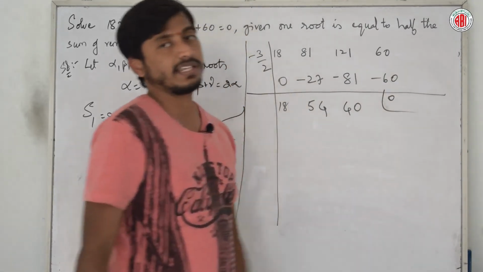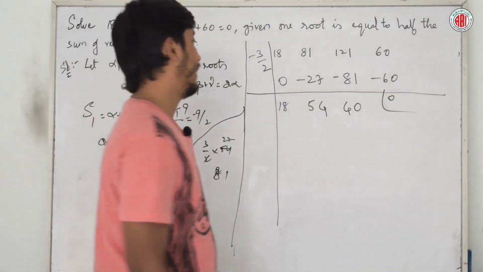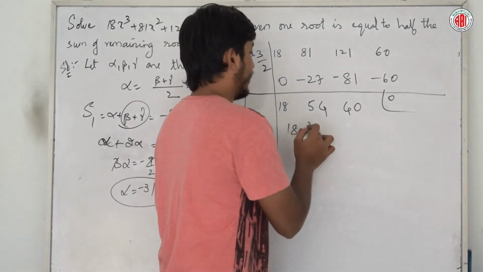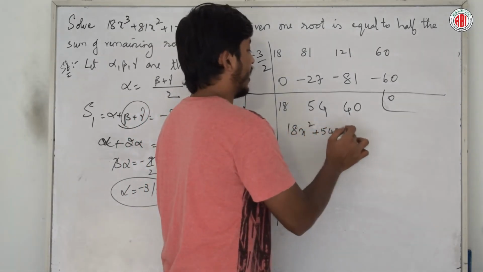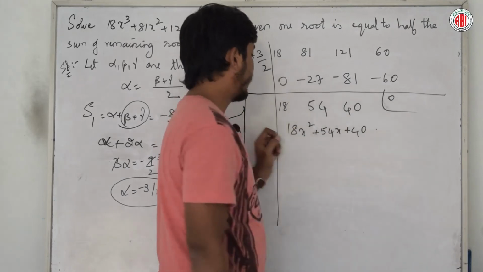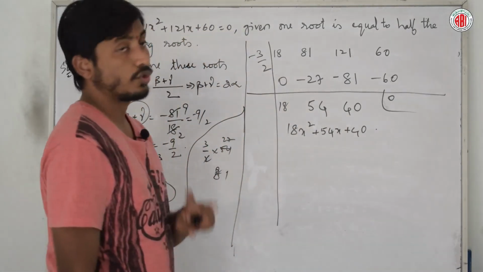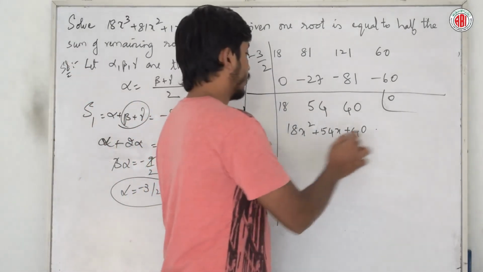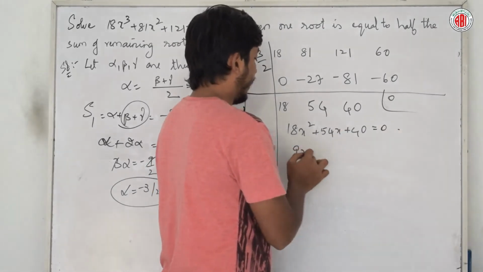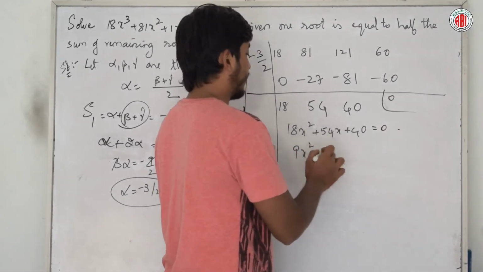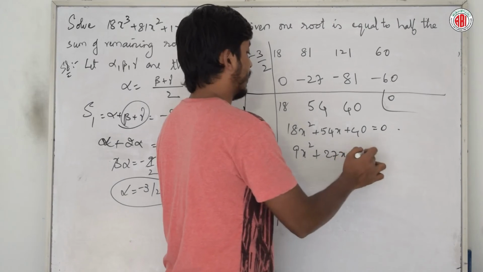Therefore this is our equation. Can we solve this? Yes, right? So 18x square plus 54x plus 40. Which number can I take as common? 2. Okay. So 9x square plus 27x plus 20.